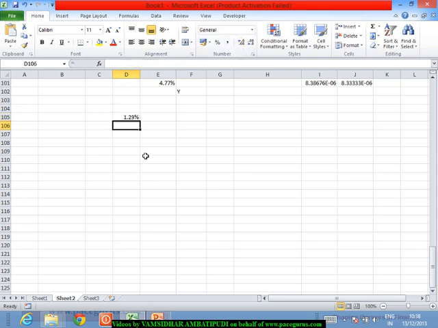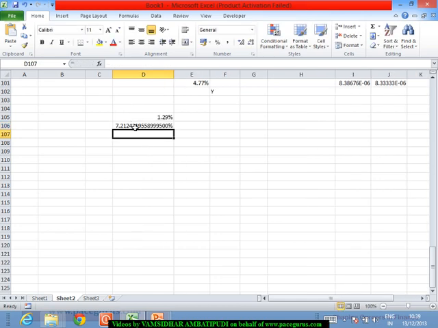All I have to do to find out the rate at that point is subtract this number from theta, 8.5% minus 1.29%, which will give me 7.21%. The other way to look at it is quite simple.